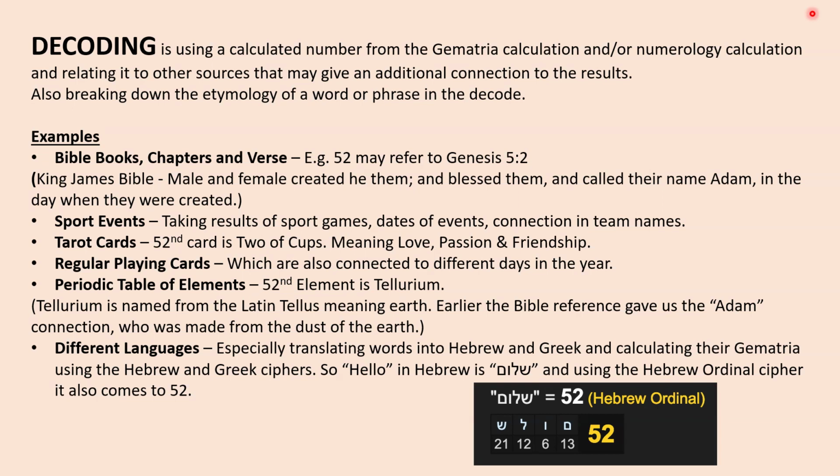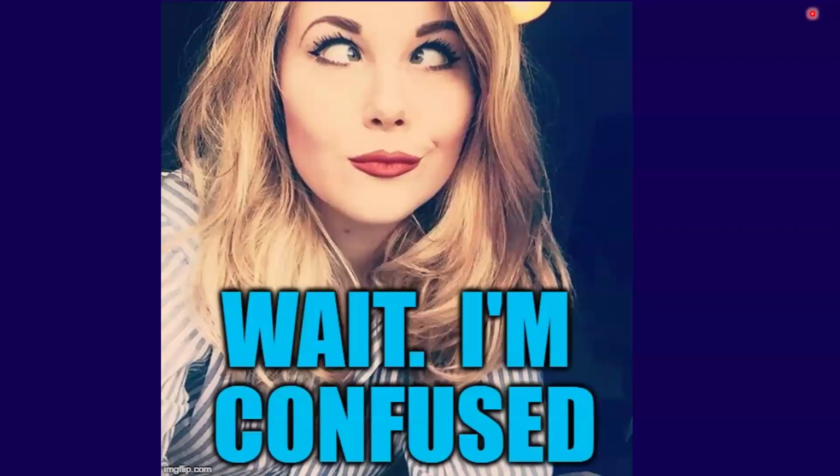Also, different languages, especially translating words into Hebrew and Greek and calculating their gematria using the Hebrew and Greek ciphers. So, hello in Hebrew is shalom. And using the Hebrew ordinal cipher, it also comes to 52. So, this is probably the expression on your face right now. I'm already confused. So I'm going to go into a little bit more detail.